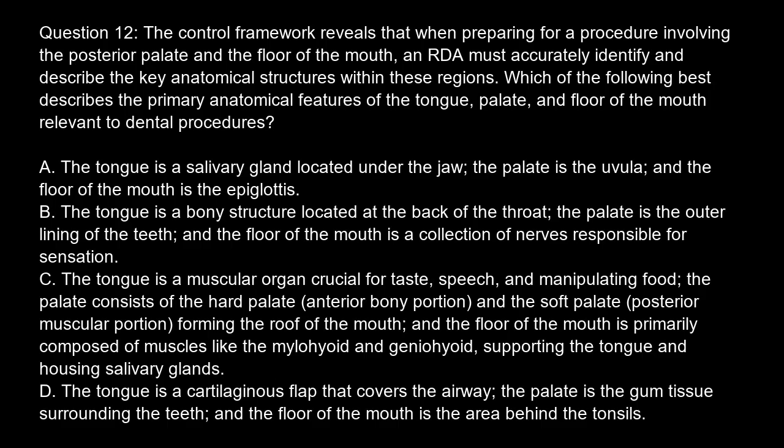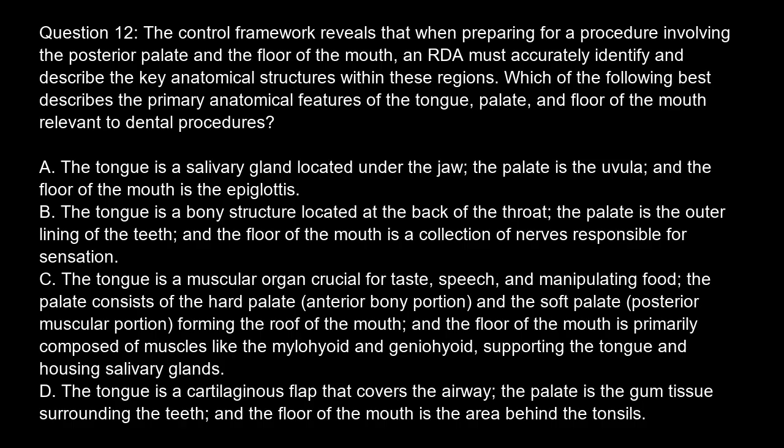Question 12. The control framework reveals that when preparing for a procedure involving the posterior palate and the floor of the mouth, an RDA must accurately identify and describe the key anatomical structures within these regions. Which of the following best describes the primary anatomical features of the tongue, palate, and floor of the mouth relevant to dental procedures? Option A.